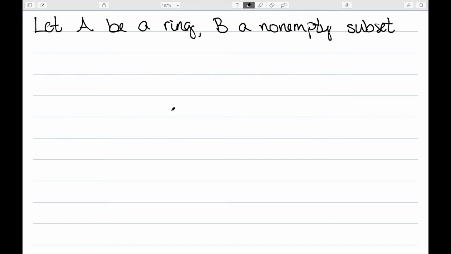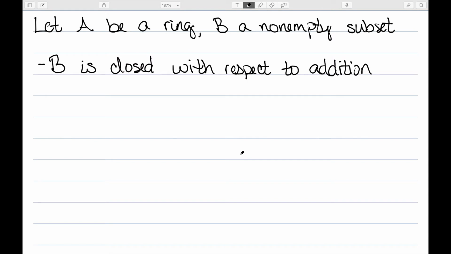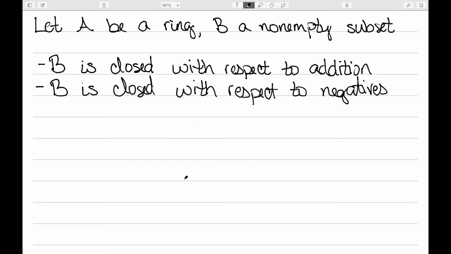Let's let A be a ring and B be a non-empty subset of this ring A. We want B to be closed with respect to addition, so adding two elements of B is still in my set B. We also need B to be closed with respect to negatives, so if I have an element in my set B, its negative also needs to be in the set B. And these are the two conditions I needed for an additive subgroup. So I do need it to be a subgroup of the additive group A.